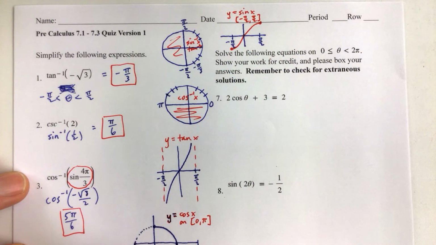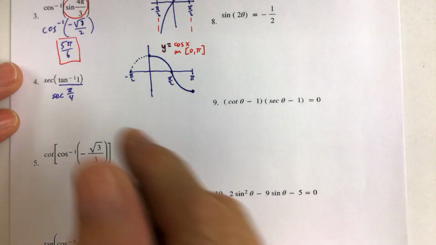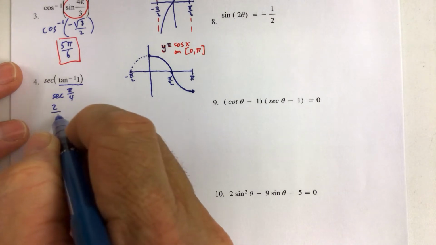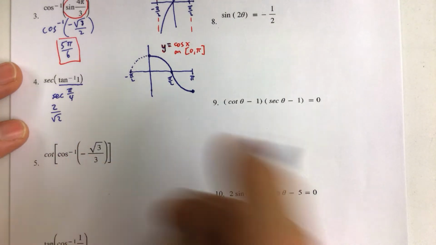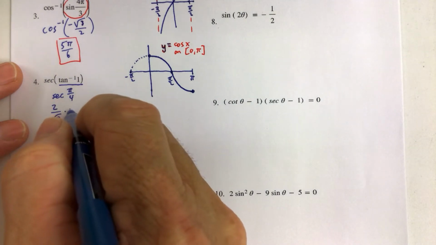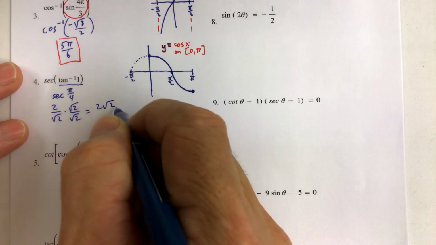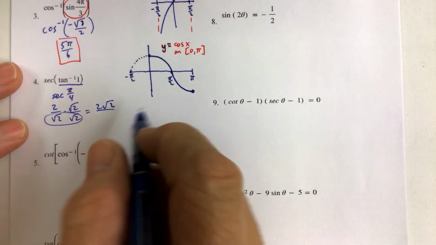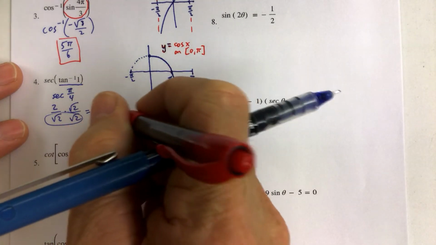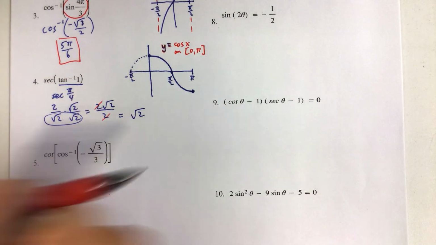So now we're looking for the secant of pi over 4. The secant of pi over 4 is the reciprocal of the cosine. The cosine of pi over 4 is radical 2 over 2. So the secant would be 2 over radical 2, and if we rationalize the denominator, we get 2 radical 2 over, when you multiply radical 2 by itself, you just get 2. So 2 divided by 2 is 1, and we just get radical 2, simplified fully.